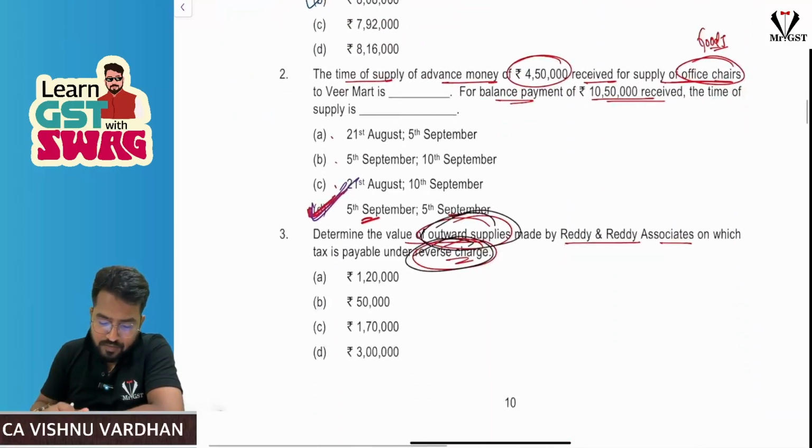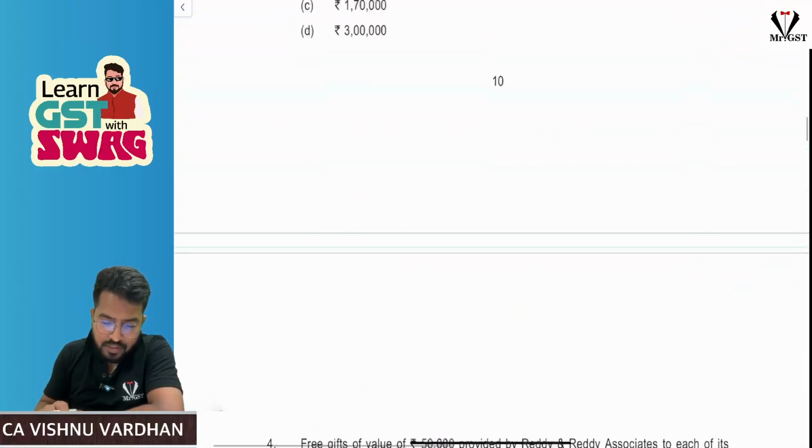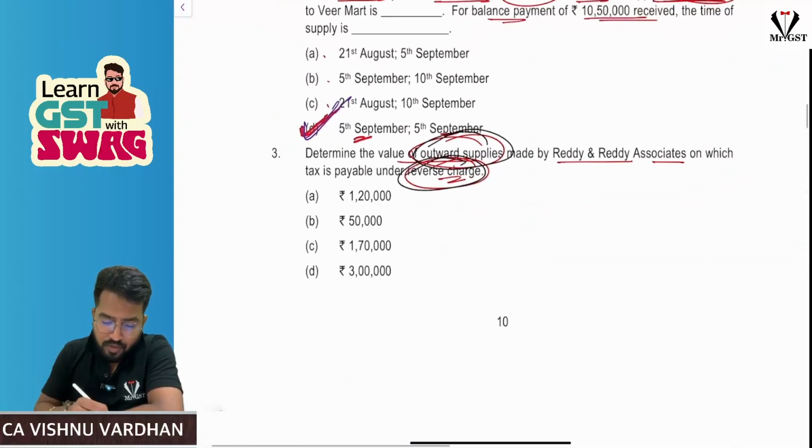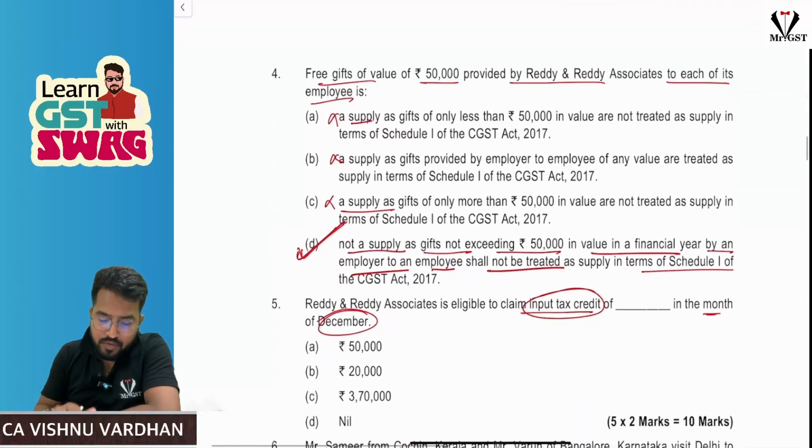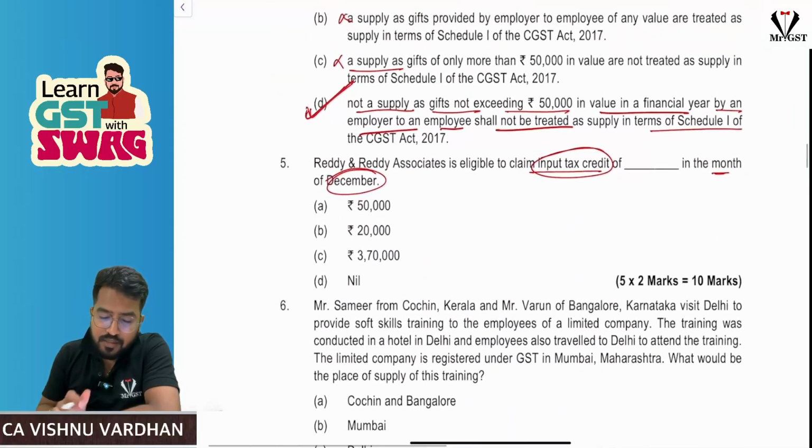If you see, sir, for this third MCQ, whatever information we want, we have already got, and the answer is 3 lakh. Only one supply which is covered under RCM, we have seen, sponsorship services. Fourth one we have already given the answer. Fifth one, Reddy and Reddy is eligible for ITC in the month of December. How much?